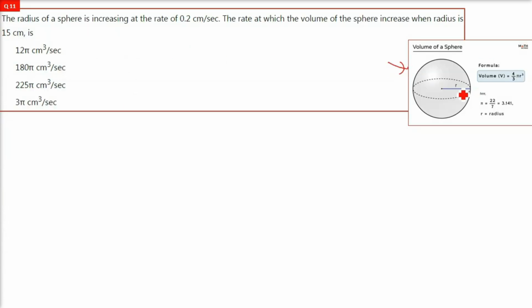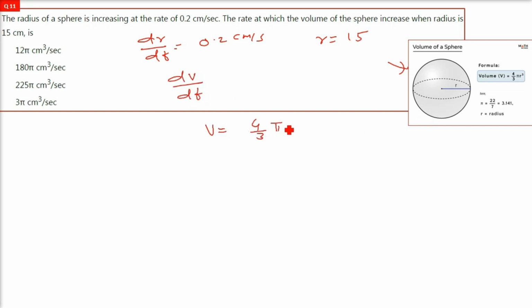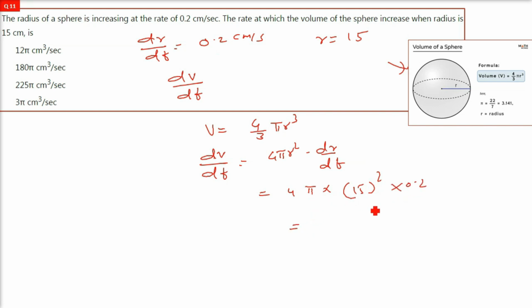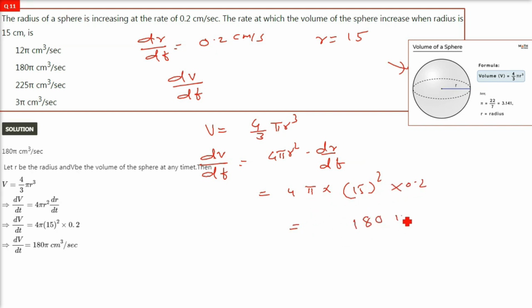The radius of a sphere is increasing at the rate of 0.2 centimeter per second. So dr by dt is given as 0.2 centimeter per second. The rate at which the volume of the sphere increases when radius is 15 centimeter, that is, r is 15. We have to find out dv by dt. What is volume? Volume is 4 by 3 pi r cube. So dv by dt is going to be 4 pi r square into dr by dt. Now 4 pi r square, so 15 whole square, dr by dt is 0.2. Now just have to compute this, okay? The logic you understood? It will be 180 pi centimeter cube per second, which is the second option here.